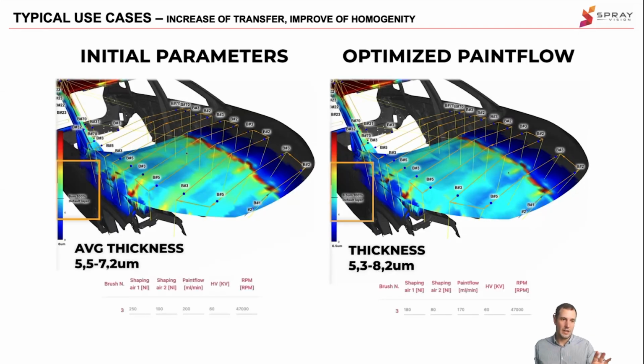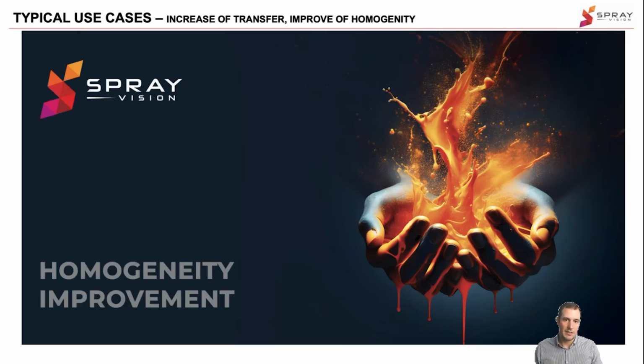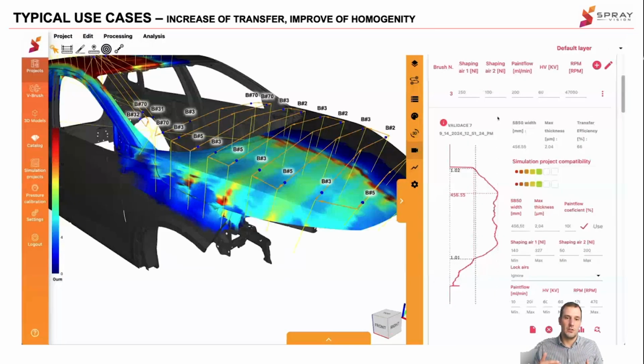flow. So initial conditions and conditions which are optimized, and only three variables changed: paint flow and shaping guards. So transferring more with lower, let's say, paint consumption. Another task, which is very typical for our customers, is optimization of the paint distribution and improvement of the homogeneity.